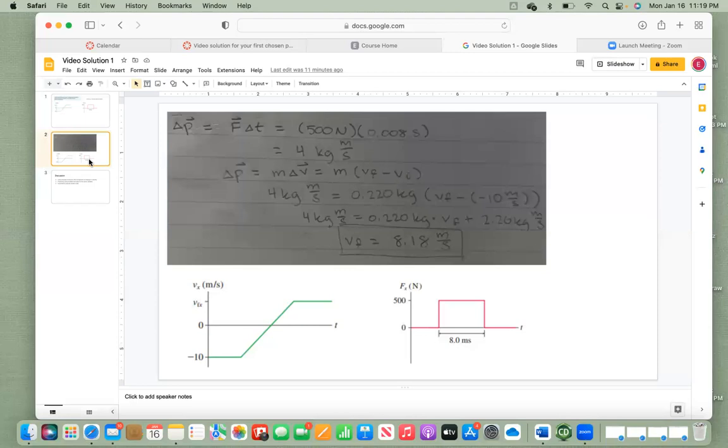So our rebound velocity is 8.18 meters per second, whereas our initial velocity was 10 meters per second in the opposite direction, which does make sense. It's going to lose some velocity, some energy, into the wall. So it's going to rebound with less velocity in the opposite direction.